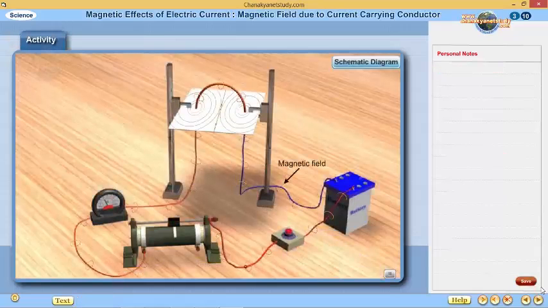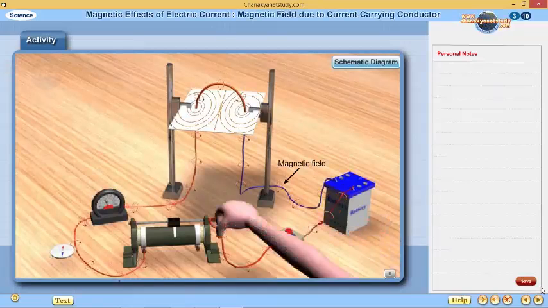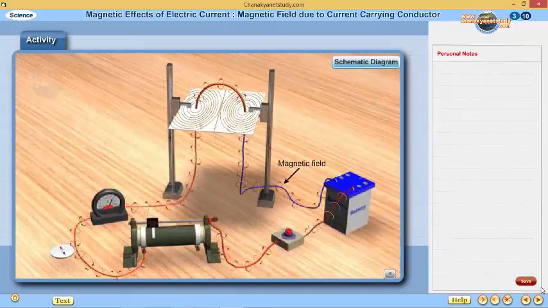Activity: take a rectangular cardboard with 2 holes. Take a coil of large number of turns. Insert the coil through the holes such that the turns are normal to the plane of the cardboard. Connect 2 ends of the coil in series with a battery, a key and a rheostat as shown in figure. Sprinkle iron filings uniformly on the cardboard. Plug the key, tap the cardboard gently. Note your observations.